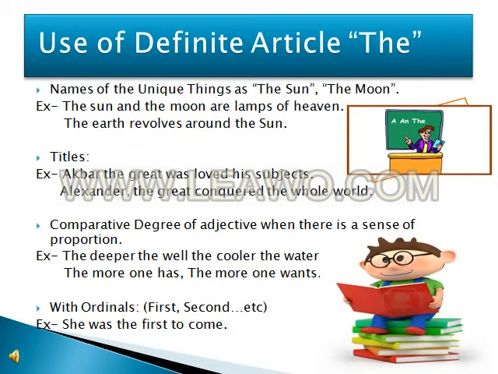So we do not use the before cardinals. We use the before ordinals. Ordinals means when we say first, second, third, fourth, or when we write first, second, as it's written here in the slide. So before ordinals, we use article the. For example, she was the first to come. First is what? First is ordinal. That's why we use the before the first.